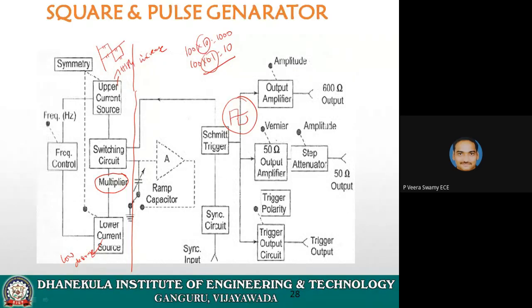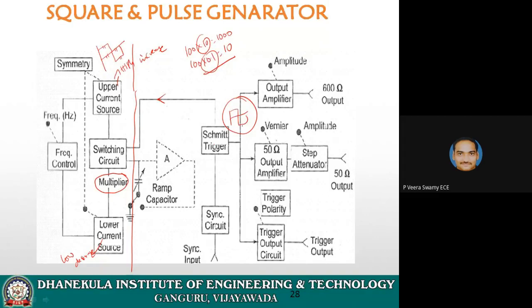So for that purpose we need to give some synchronizing pulses, but not triggering pulses. Why? Because the Schmitt trigger is a trigger-free circuit. That's why here we are giving synchronizing pulses. See here, these synchronizing pulses go to the Schmitt trigger in this direction, that means to these current sources. So this synchronizing circuit is to keep the Schmitt trigger accurate.